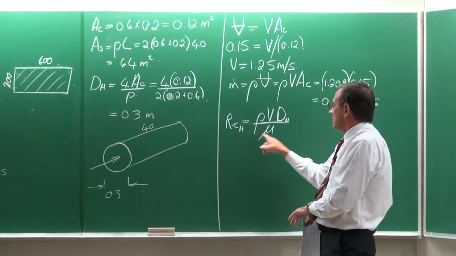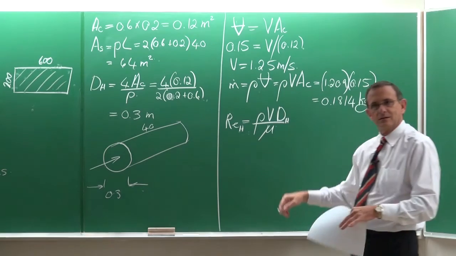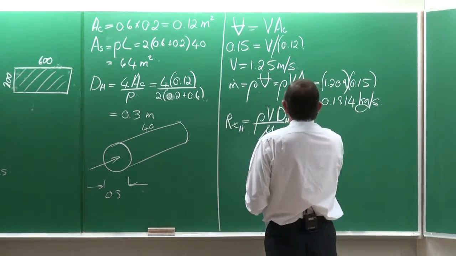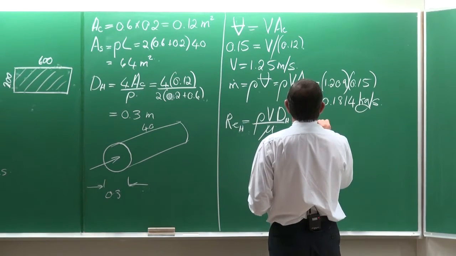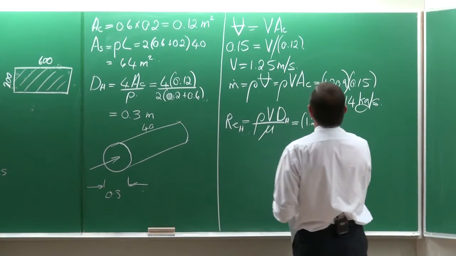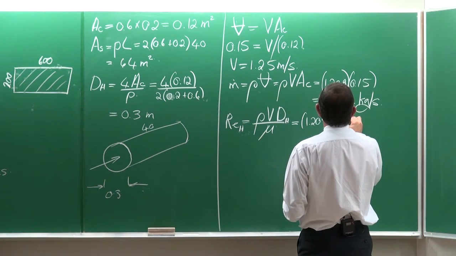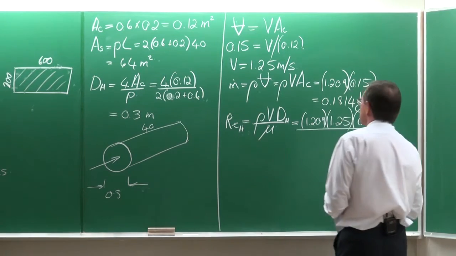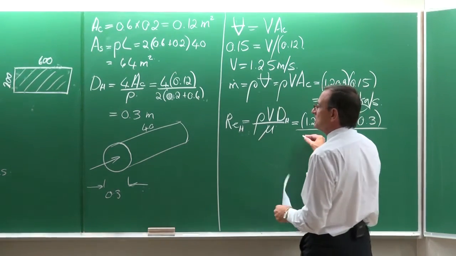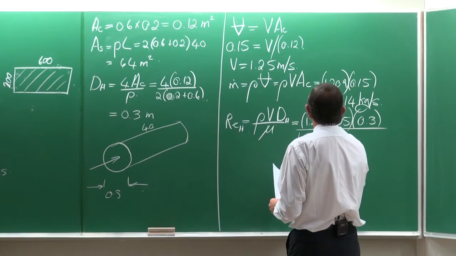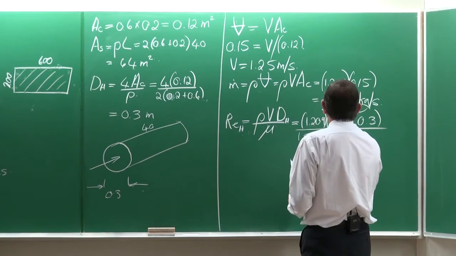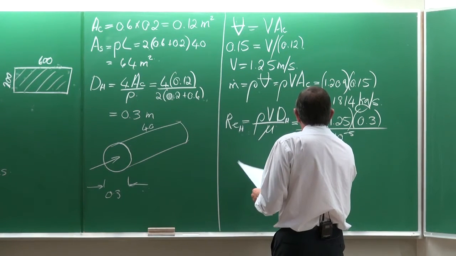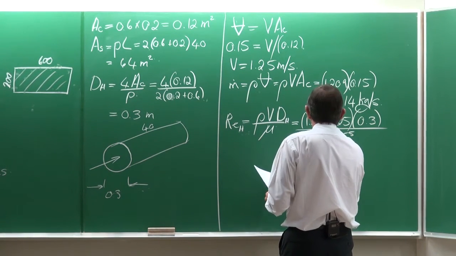I'm not very good at this in many cases, but I suppose it would be a good discipline to always work it in. The density is equal to 1.209, the velocity we've calculated as 1.25, the hydraulic diameter is 0.3, divided by the viscosity, which is 1.802 multiplied by 10 to the minus 5. That gives us a Reynolds number of 25,167.